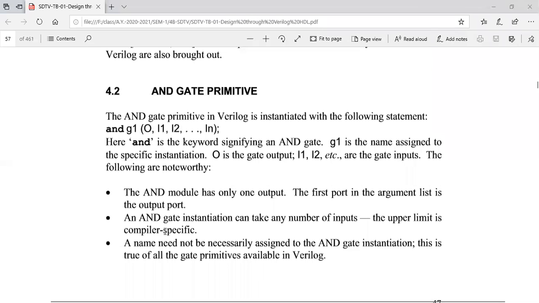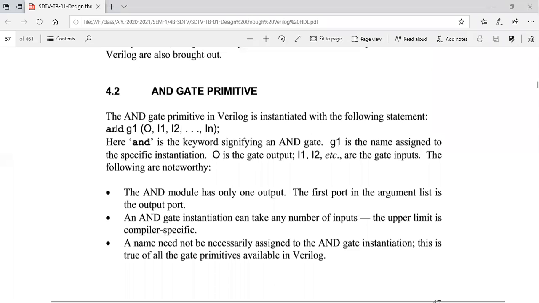What does it mean, compiler specific? If the compiler you are using is 32 bit, you can give only up to 32 inputs. If it is 64 bit, you can give up to 64 inputs. But we will have only one output. That we'll see in the next tables.